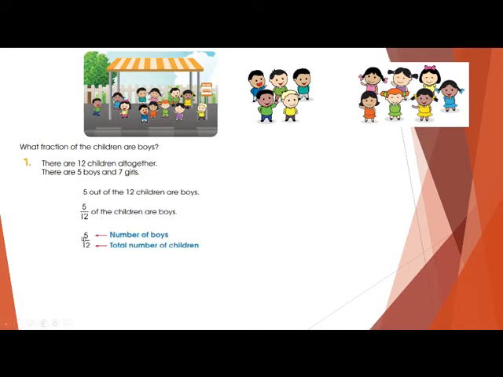Similarly, what is the 5 showing you? 5 is showing you the number of boys and 12 is showing you the total number of children. If they are asking how many girls there are, what will you write? 7 upon 12, because we have 7 girls.